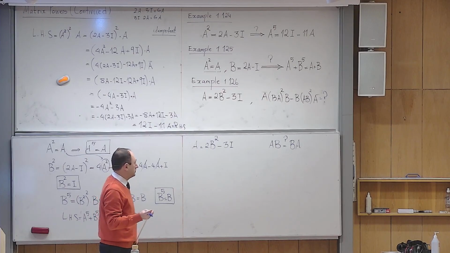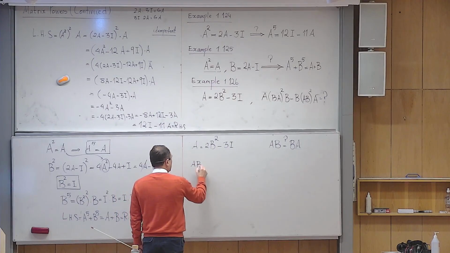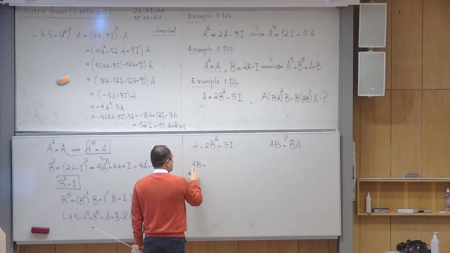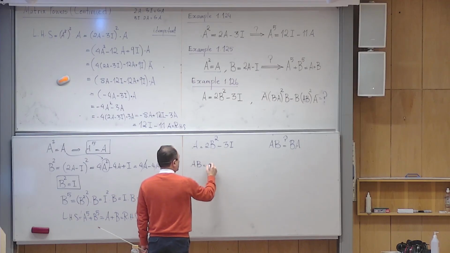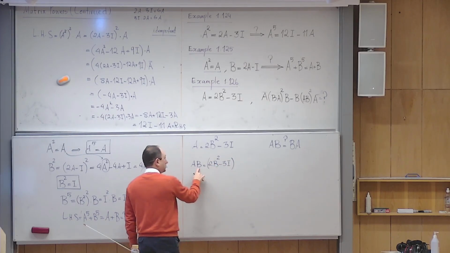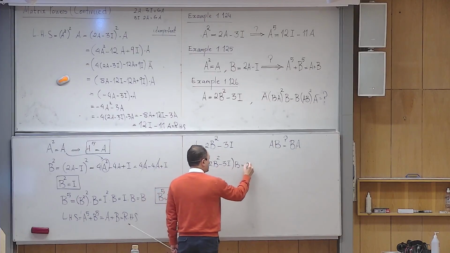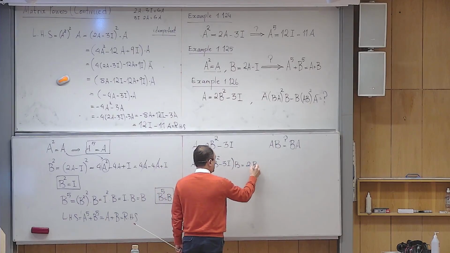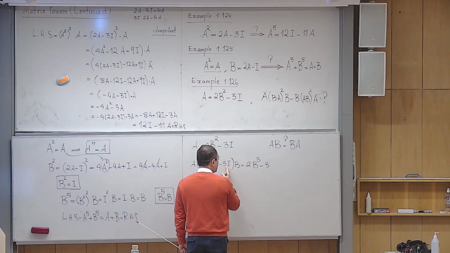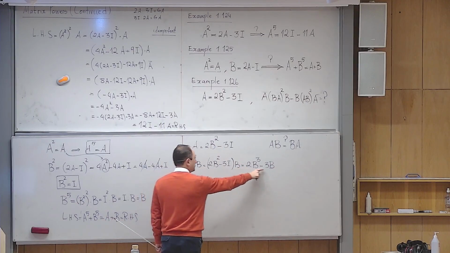So let us calculate, yes? I want to see what AB is. For AB, I take this expression instead of A and multiply it by B. By distributivity, this becomes 2b squared times b, which is b cubed, minus 3i, which from the left side will be multiplied by b, but it doesn't matter, it becomes b. So if you ask me what AB is, I show you this.